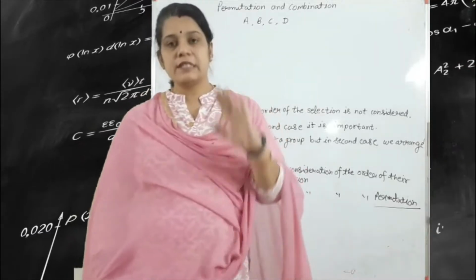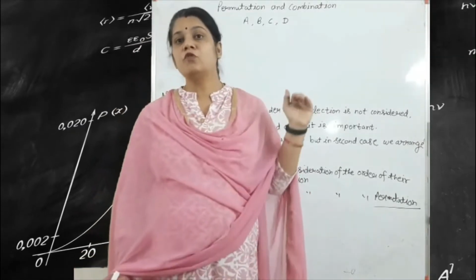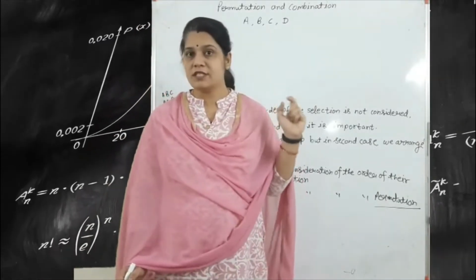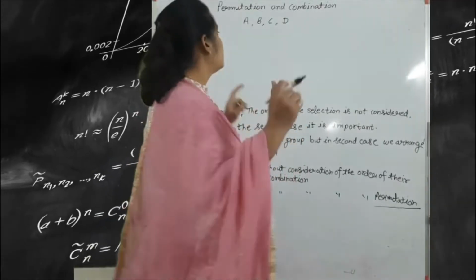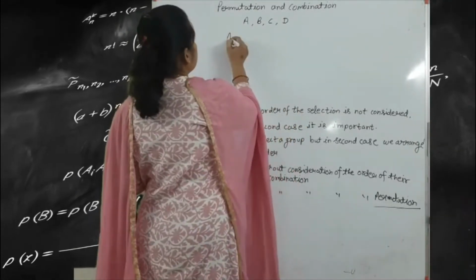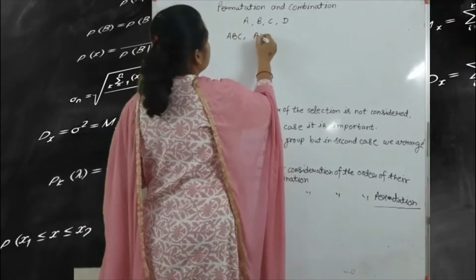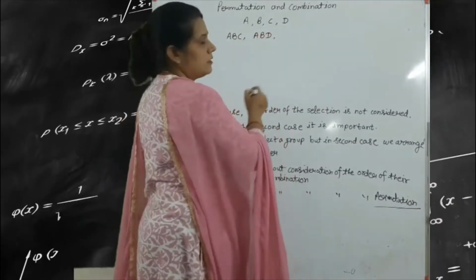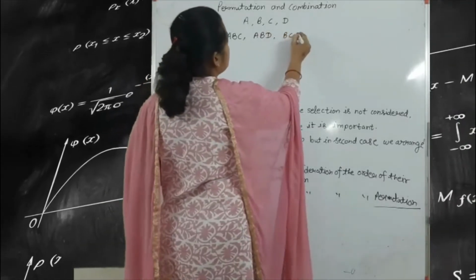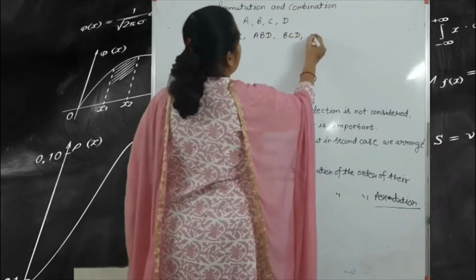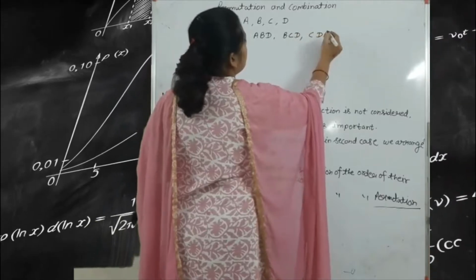We selected three students from the four brilliant students. So what are the groups of three students? The first one is A, B, C. Okay, A, B, D, B, C, D, and C, D, A.